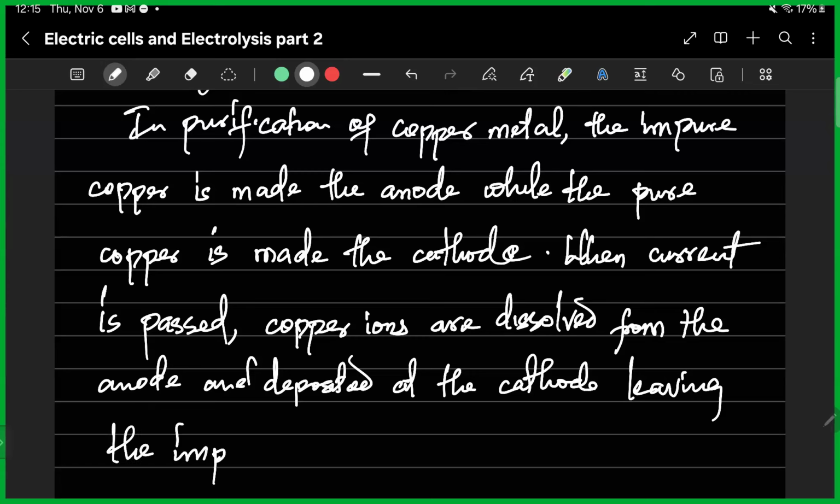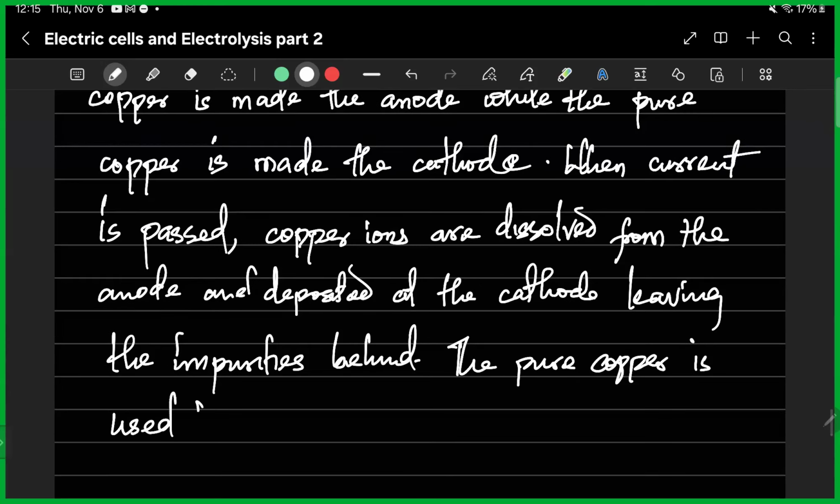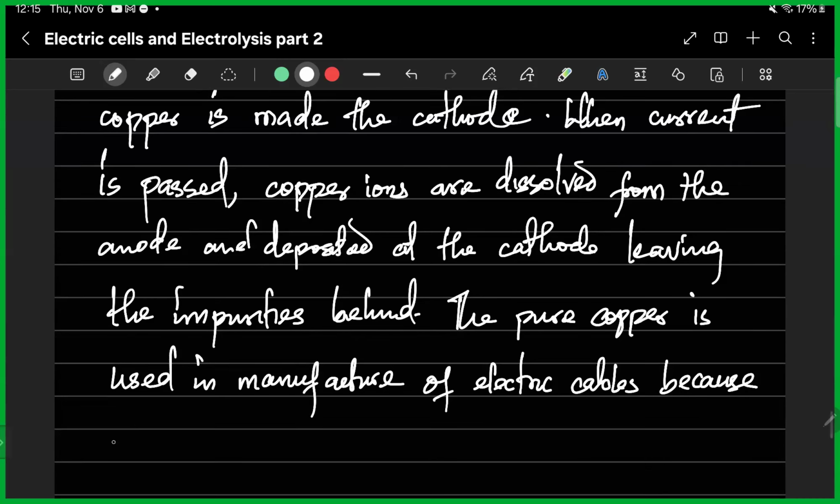So they leave the impurities behind. The pure copper now is used in manufacture of electric cables because of its low resistance. Take note of that.